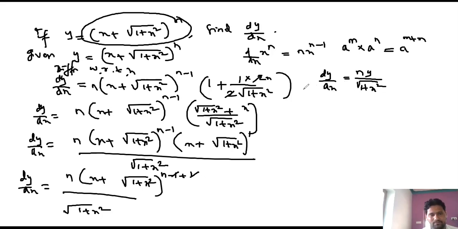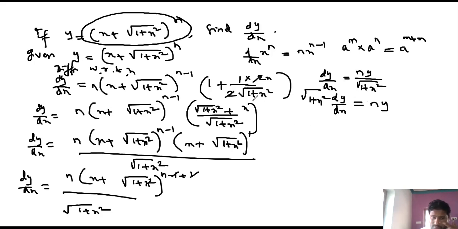This is also very important for CET. These are standard examples. Here they may ask for CET: what will be the value of root of 1 plus x square into dy by dx? That is equal to n y. Like this they will ask, what is the value of root of 1 plus x square into dy by dx, that is equal to n y.